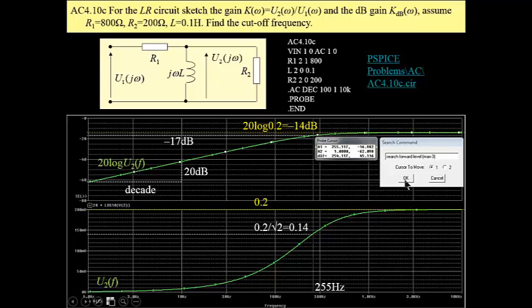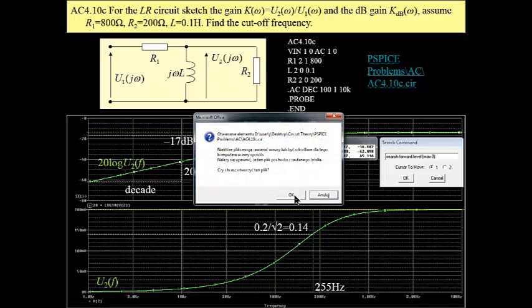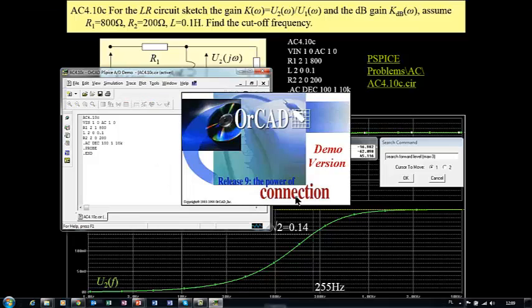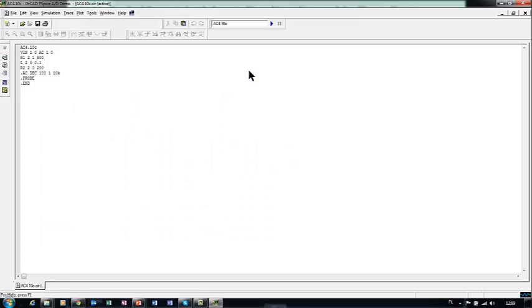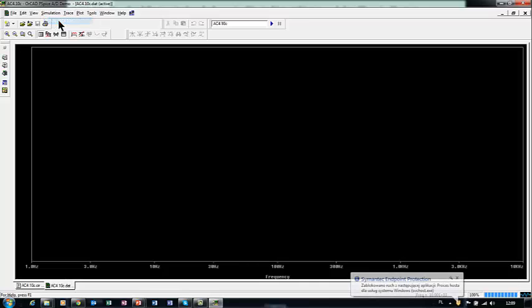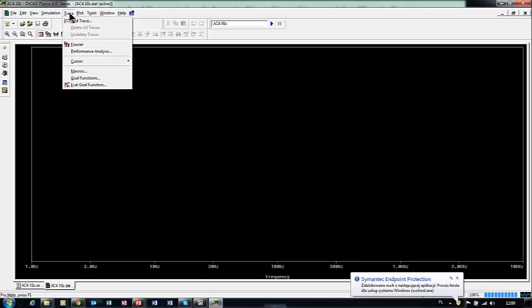Okay, now let me show you how to create these two plots, how to operate a probe window. Okay, now we are in PSpice. The netlist has been stored already. Now we have to run a simulation, and we have to add a trace.